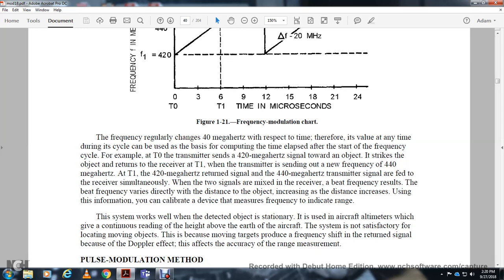The transmitter is then sending out a new frequency of 440 megahertz at time interval 1, while 420 megahertz is the return signal. The 440 megahertz transmitter signal is fed to the receiver simultaneously, and the two signals are mixed in the receiver. The beat frequency varies directly with the distance of the object, increasing with the increase of distance. Using calibrated information, the device measures the frequency, indicating range.